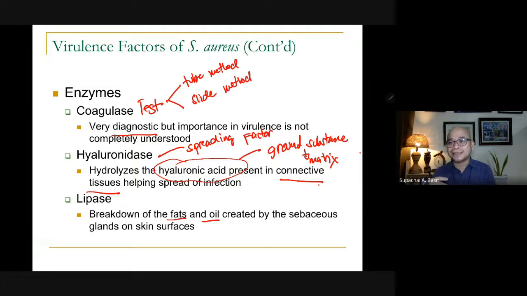Nako, biglang yung mga naka-turn on ng camera, nakita ko, nagpunas-punas na.